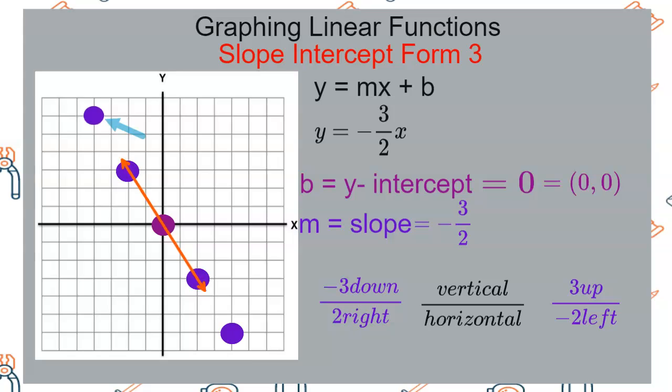So here we have 5 points on the line y equals -3/2x.